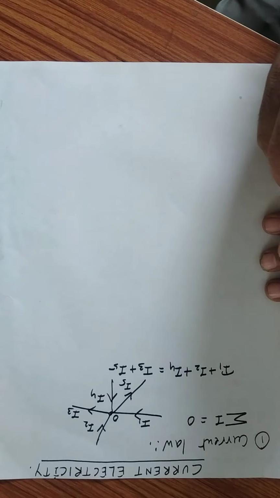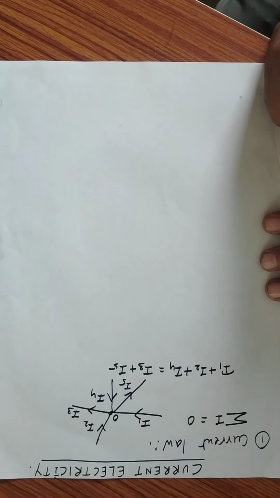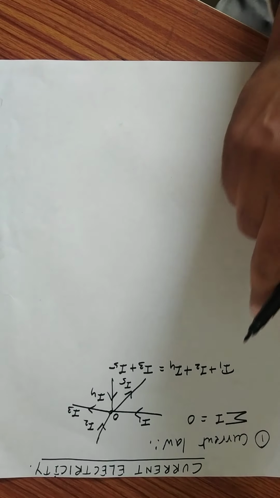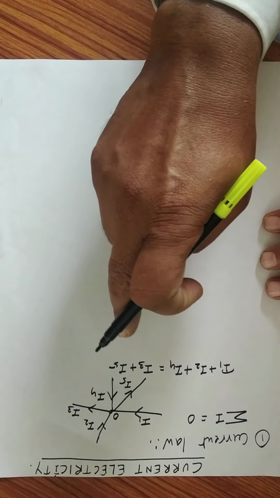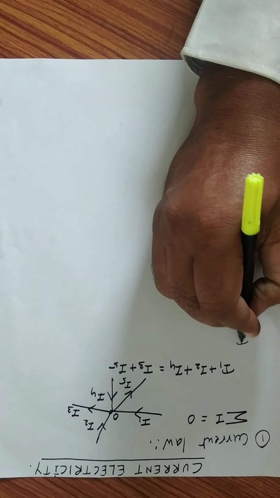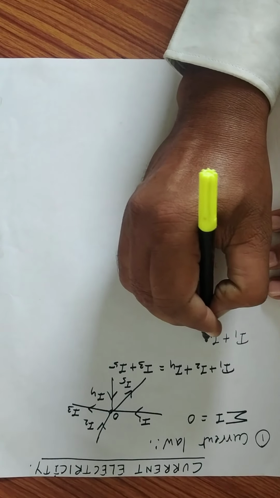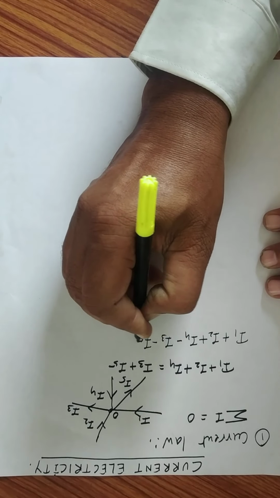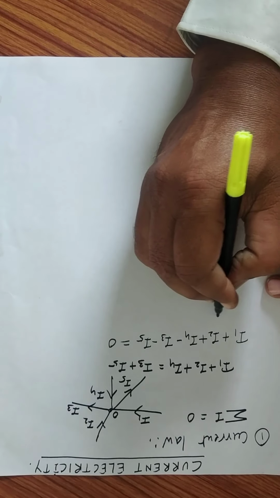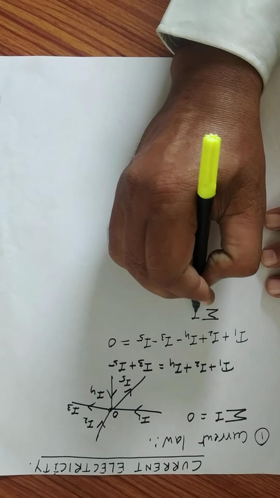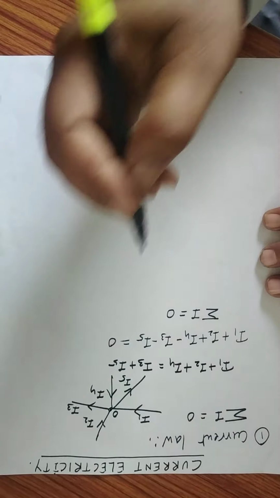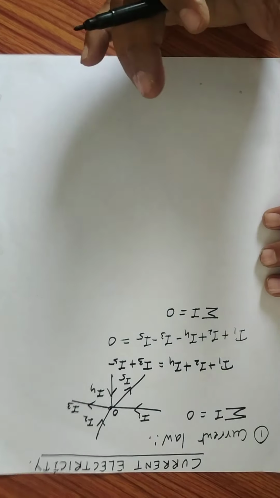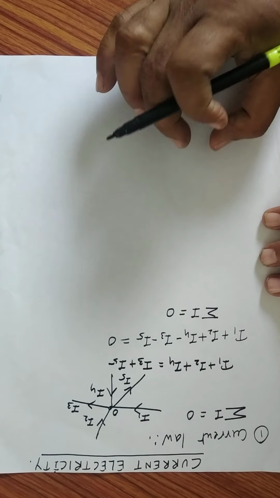Because the current I1, I2, I4 are coming towards the junction, and the current I3 and I5 are going away from the junction. Therefore, incoming current is equal to outgoing current. Therefore, I1 plus I2 plus I4 minus I3 minus I5 is equal to 0. That means summation of I is equal to 0. So this is what is called as a Kirchhoff's current law. That is, sum of the current at any junction is equal to 0.